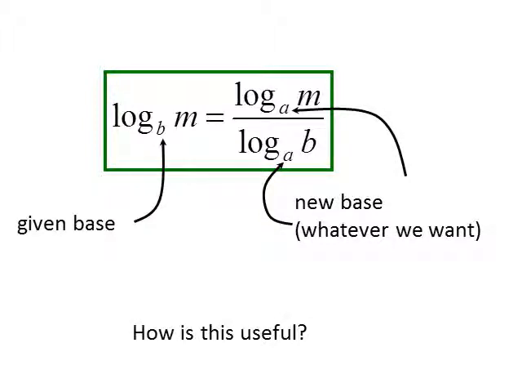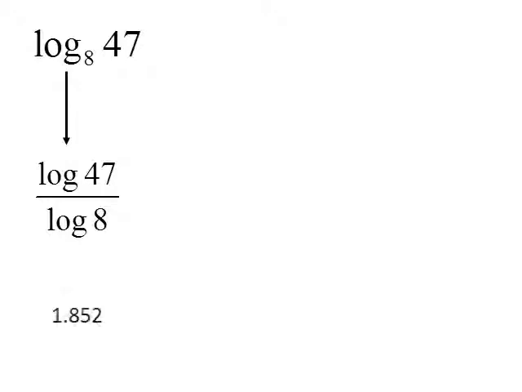So what we can do is use log base 10 to calculate a log base b. Let me show you how it works. Log base 8 of 47, if I use log base 10 and use the change of base formula, becomes log of 47 divided by log of 8, which is equal to 1.852. Similarly, I could use natural log and do the same thing. Natural log of 47 divided by natural log of 8, and that's going to be 1.852.